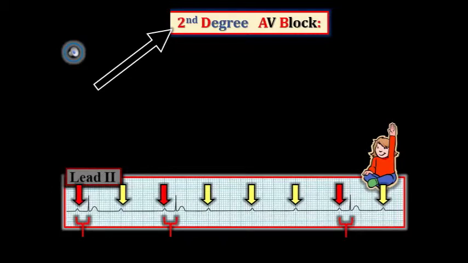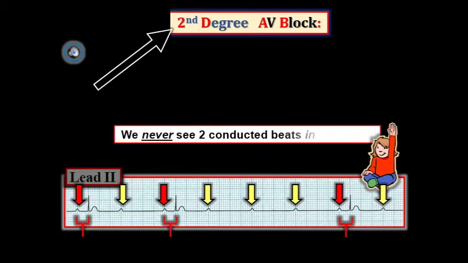The narrow QRS favors Mobitz 1, but Mobitz 1 rarely results in consecutive non-conducted P waves, as we see here. That said, because we never see 2 conducted beats in a row, we cannot determine with any certainty whether this tracing represents Mobitz 1 or Mobitz 2.